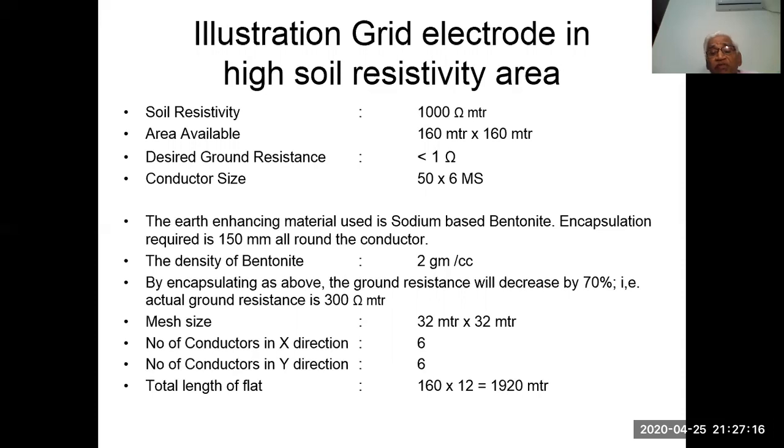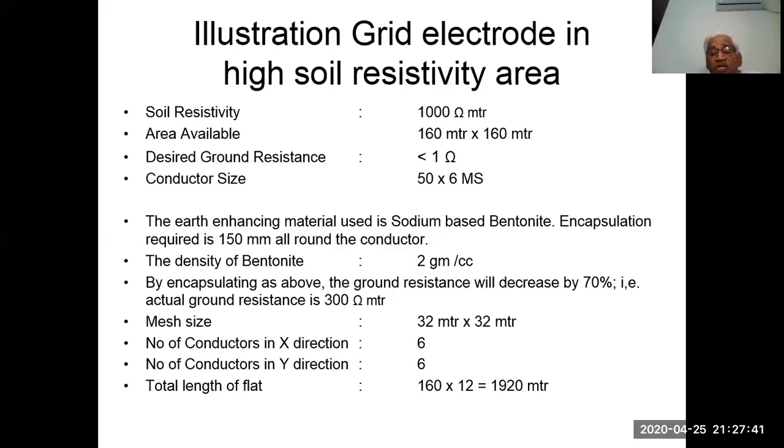The density of the bentonite is 2 kg per cc, whereas water is 1 gram per cc. By encapsulating, observe that the ground resistance will decrease by 70%. That is, the actual resistivity is 300 ohm meters, because we have taken 1000 ohm meters as the initial reading.